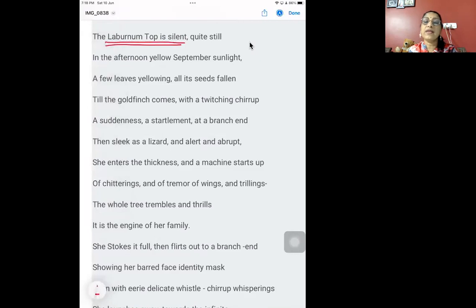in the very beginning, the laburnum top is silent. Now you know that trees cannot be silent. Trees are not humans. Trees are non-living things. लेकिन यहाँ लिखा है the laburnum top is silent. So the very first what we are having here is personification. Why it is personified? Because the laburnum top has been animated as a living being. Quite still, मतलब उस वक्त जब ये poem लिखा गया था, the tree was looking quite still.